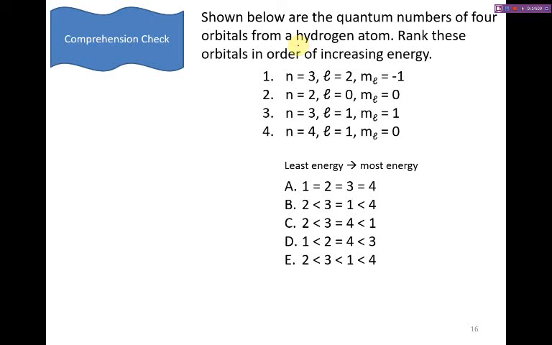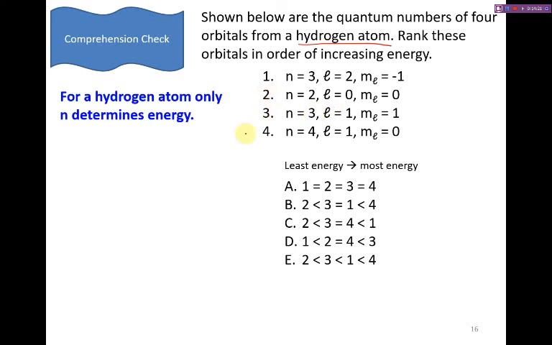Something to note as of right now, we're just talking about the hydrogen atom. Within the hydrogen atom, only the n value determines the energy. And so because of that, all we have to do is rank them based on their n values. 2 has an n value of 2, that's the lowest. 1 and 3 are the same, and 4 has the highest n value. And so that gets us B. Doesn't matter what order you put in 1 and 3 because they're equal to each other.